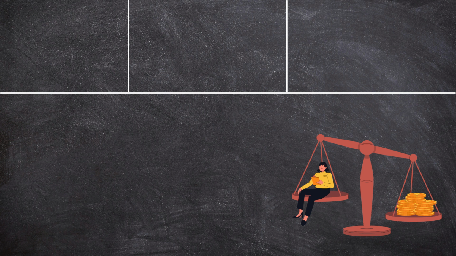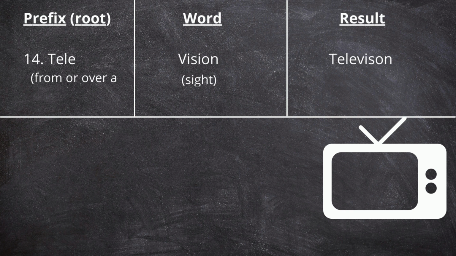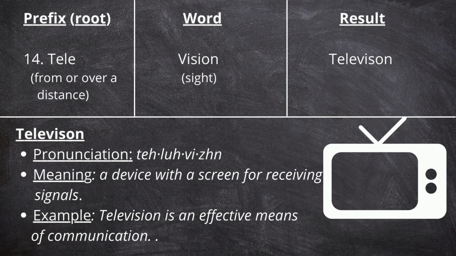14th prefix is tele, which means from or over a distance, and the word is vision, which means sight. Both put together form a word television. Television is a device with a screen for receiving signals. For example, television is an effective means of communication.